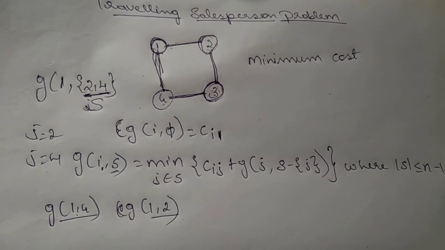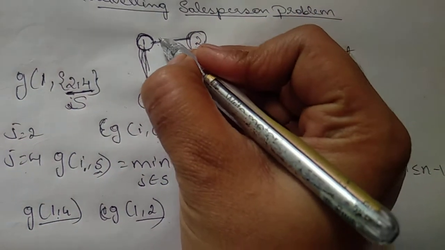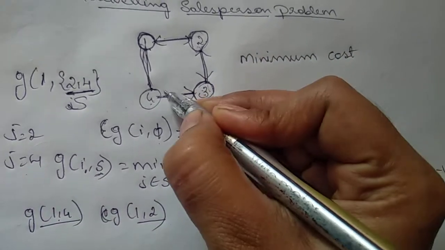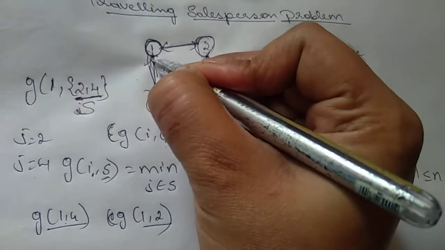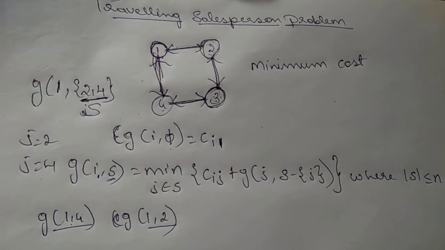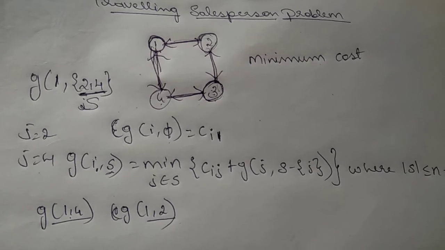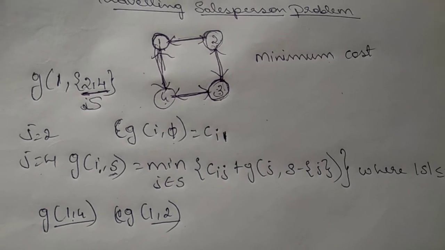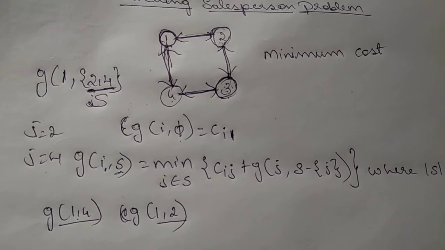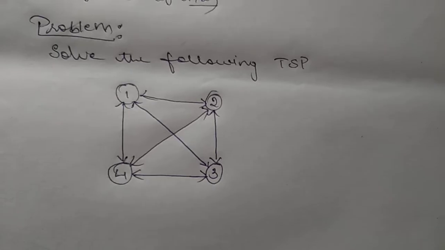If you consider the directed graph, here it should always be bidirectional like this, or else you cannot satisfy the traveling salesperson problem. If it is a directed graph, then it should always be bidirectional. If it is an undirected graph, then no problem, but it should contain a cycle. That's it. Now let me move on to the problem.